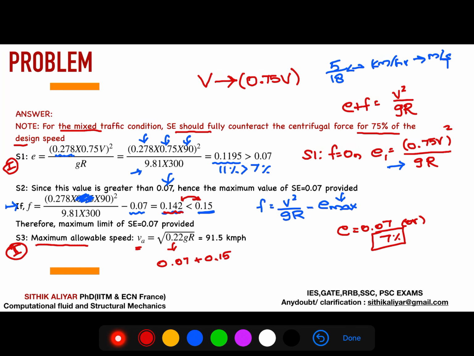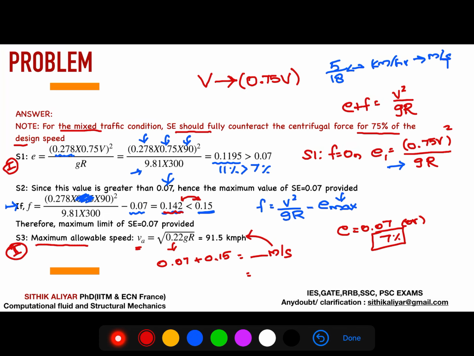g is 9.81 and the radius is 300. If you substitute, you will get a value in meters per second. You can do the algebra using a calculator, and if you convert that meter per second into kilometer per hour, you will get 91.5 kilometer per hour. So you can even allow a maximum speed of 91.5 kilometer per hour. This is your answer for the second question.